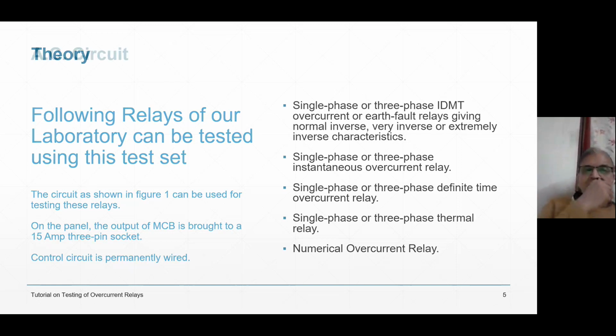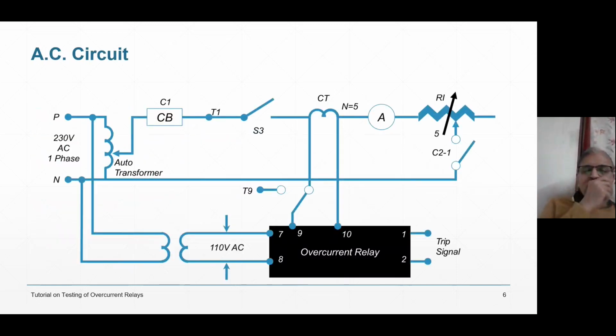So what is the AC circuit, my dear friends? This is the AC circuit. 230 volt single phase AC supply is coming to a single phase auto transformer. If you want to know the capacity, I think an 8 ampere auto transformer is more than sufficient. Input 230 volt AC, output 0 to 270 volt AC.